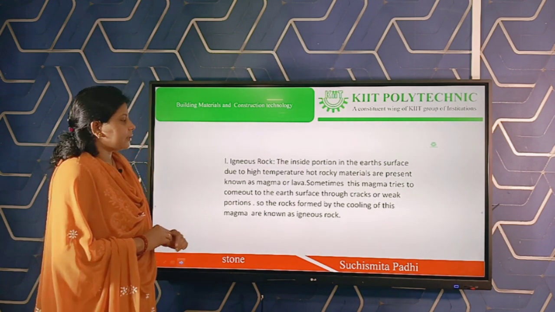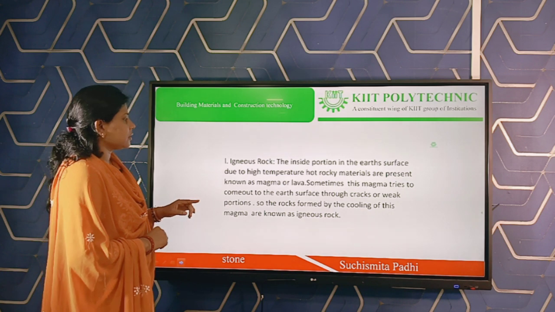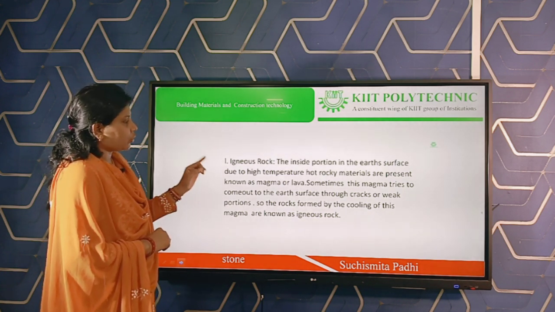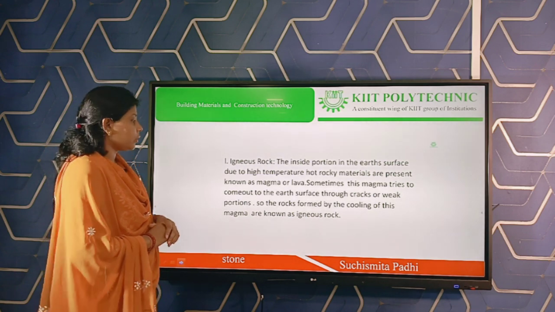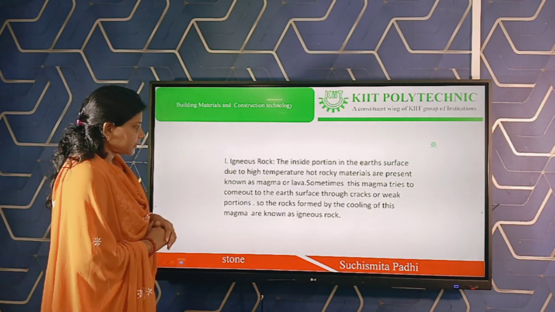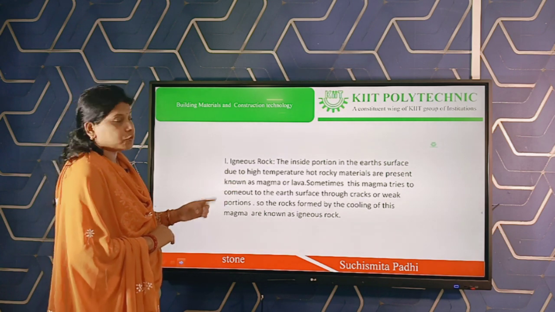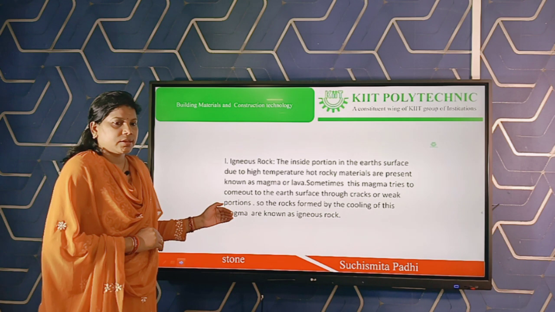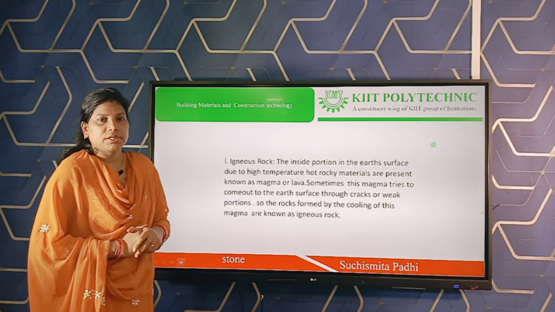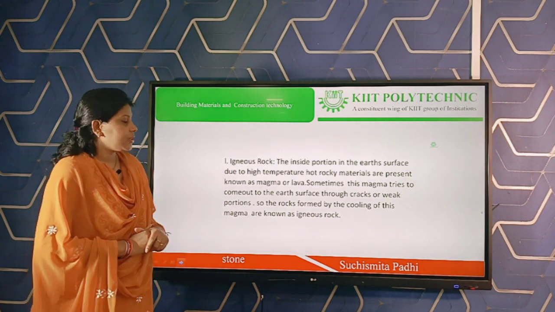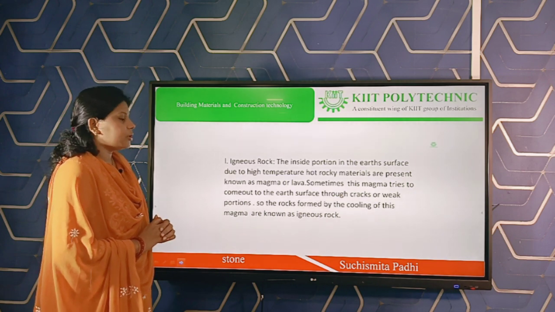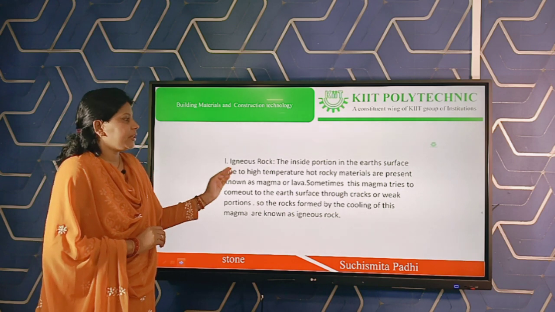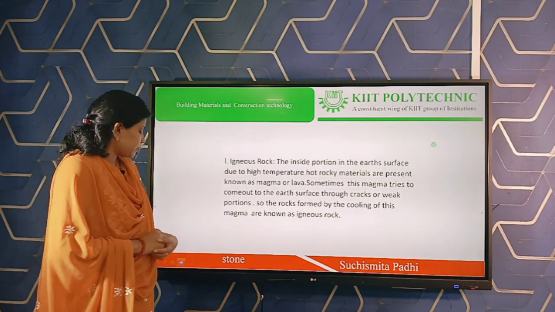Means all of us know that the inside portion of the earth's surface is very hot, and rocky materials are present there, and when that rocky material is getting out through the cracks or weak portions, and when these materials are cooled, that is converted to igneous rock. This rock is formed due to the cooling of lava or magma, which is present inside the earth's surface.